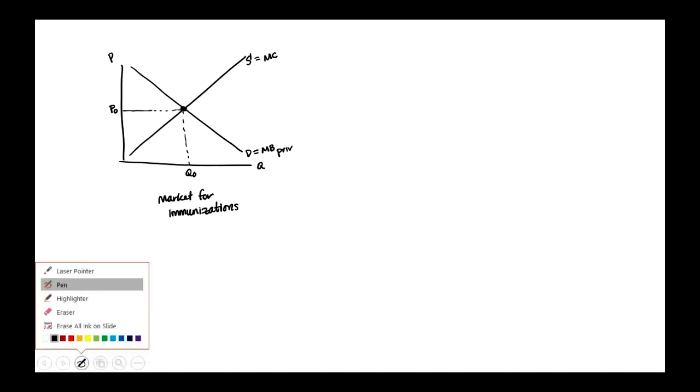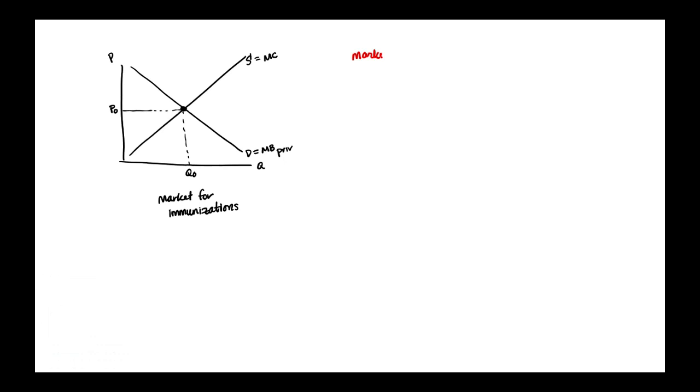All right. So in this market, guys, based on supply and demand, do you agree we're going to operate right here? So the market's going to price immunizations at P0. And there's going to be Q0 immunizations exchanged. Have we incorporated the externality? No. So we need to remember that the market fails to incorporate the spillover benefits.